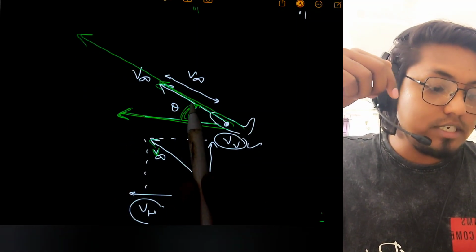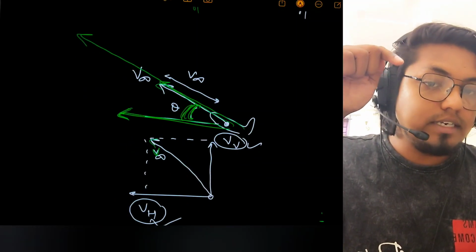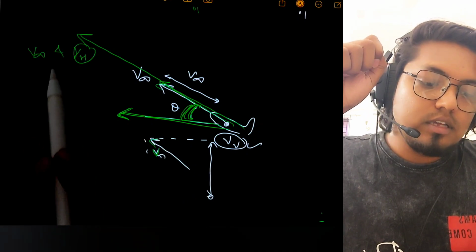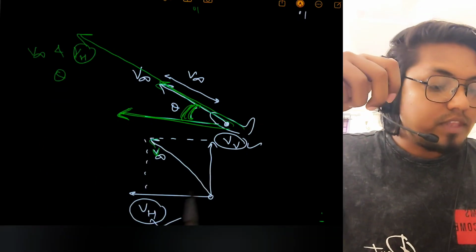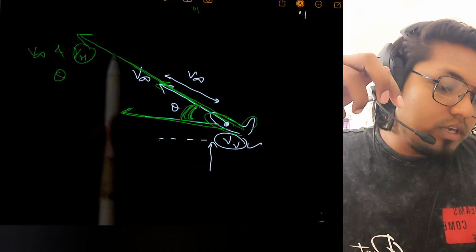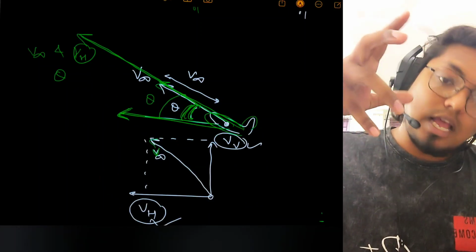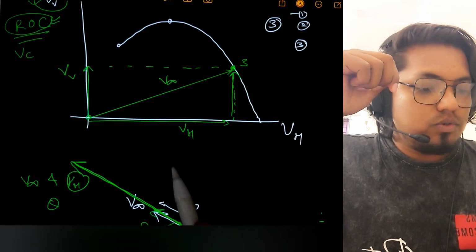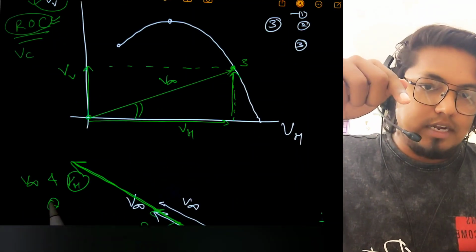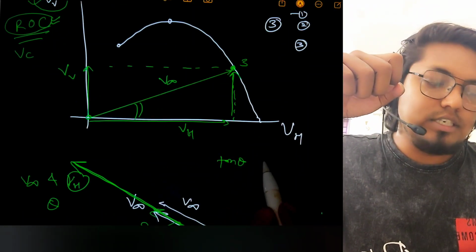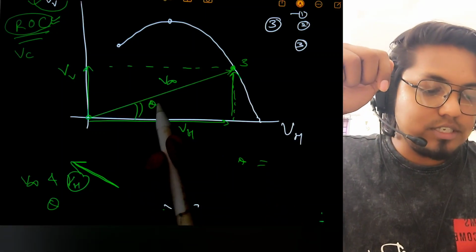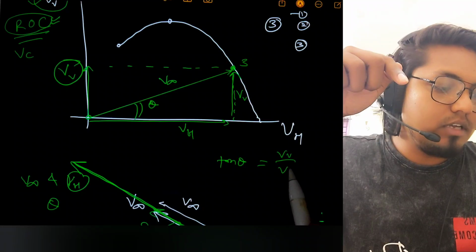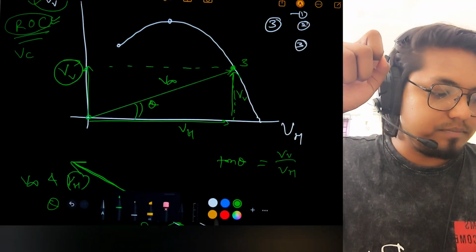This angle theta is giving you two ideas. One idea is the angle between V infinity and V horizontal, that is angle theta. Another idea is that in real life this aircraft is going in this direction at angle theta, meaning the climb angle also. Now let's connect that here. If I find this angle using tan theta, then I will get V vertical divided by V horizontal, correct? I'll change the color.